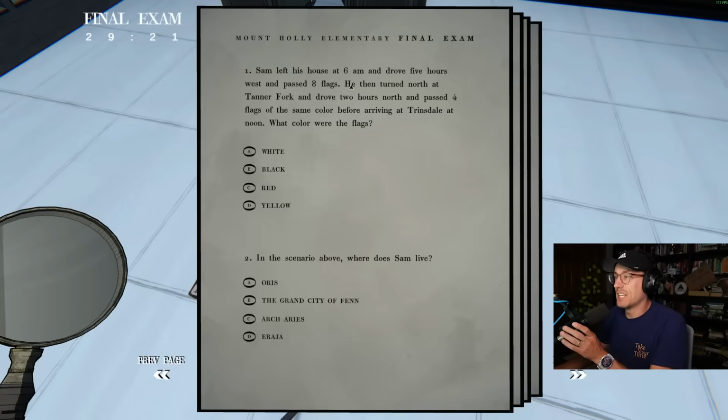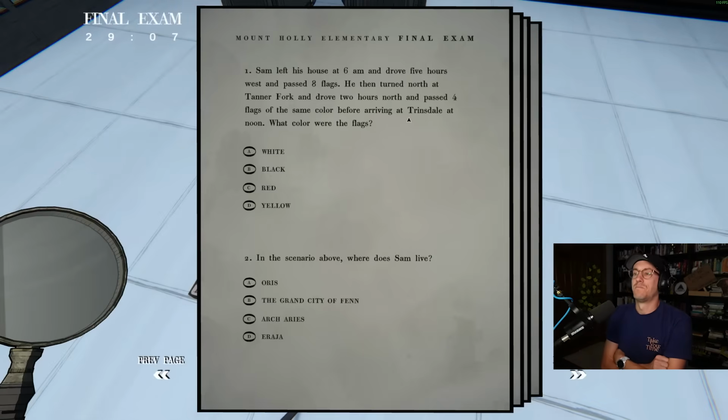Sam left his house at 6 a.m., drove 5 hours west, past 8 flags. He then turned north at Tanner Fork and drove 2 hours north, past 4 flags of the same color before arriving at Trinsdale at noon. What color were the flags?